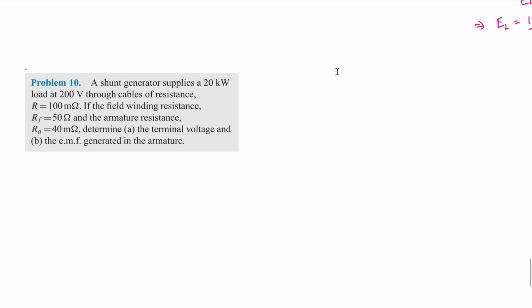So now let us see question number 10. In this question, problem number 10, we have been given a shunt generator, which is supplying a 20 kilowatt load at 200 volts.